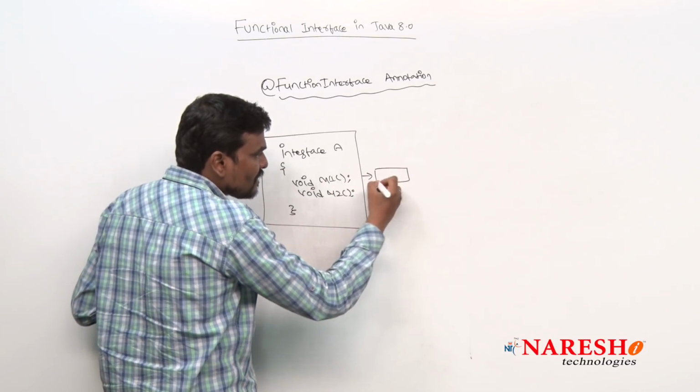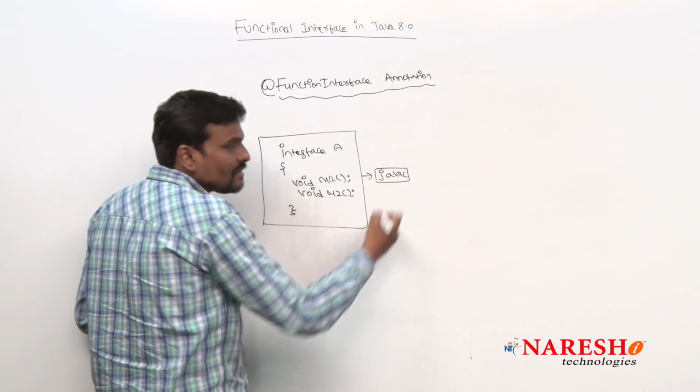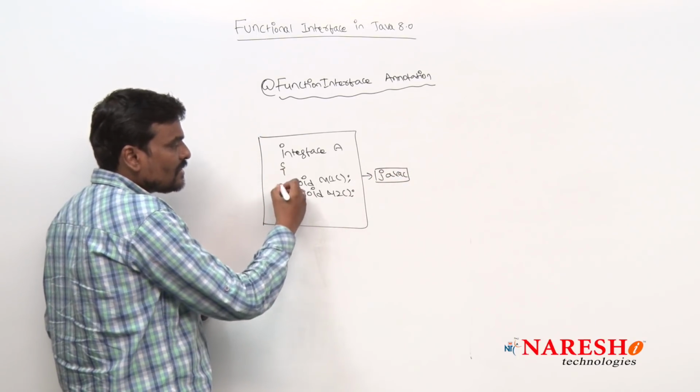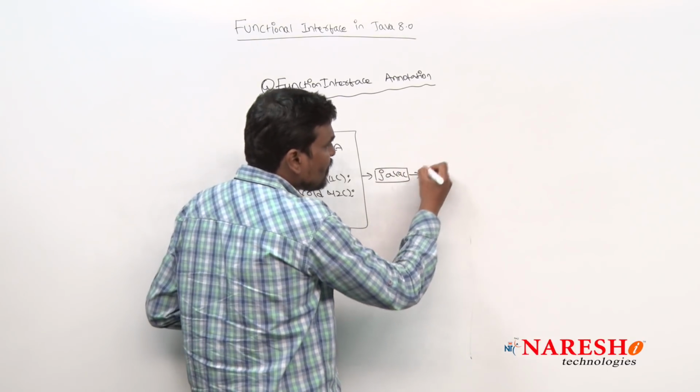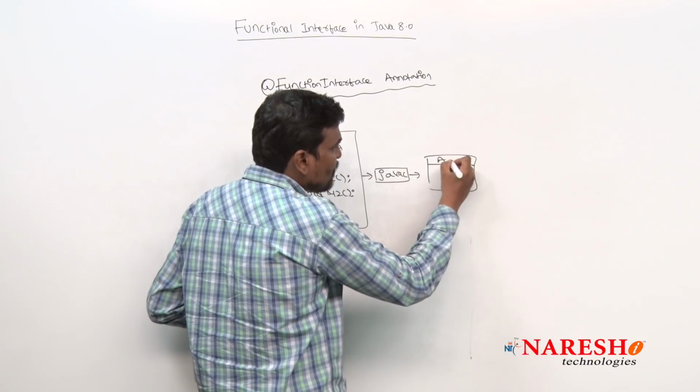If I compile this, does the compiler give any error? No. Why? Because an interface might contain more than one abstract method. So the compiler generates the .class file, that is A.class.